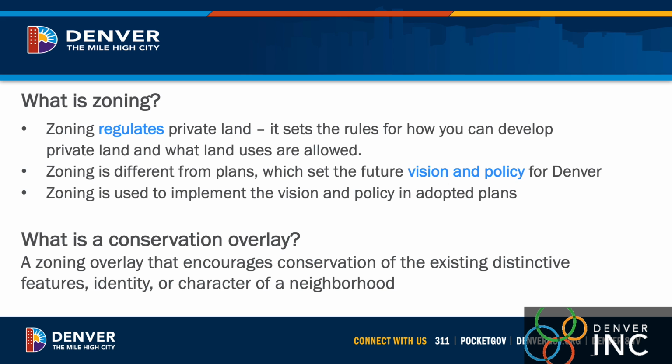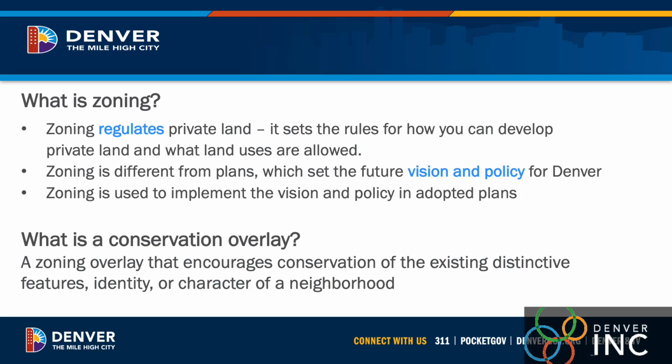First thing I wanted to explain is that conservation overlays are part of the zoning code, and just to make sure we're all on the same page, zoning is the rules and regulations that govern what you can build on your property. They are only for private property, so it's not what's in the public right-of-way, which includes streetscaping. Zoning regulates the private land, and we use zoning to implement the vision and policy in our plans, but zoning is actual rules and regulations, not the plan itself, and so it's much more technical and much more about the very specific land use and built form regulations on what you can actually put on your property.